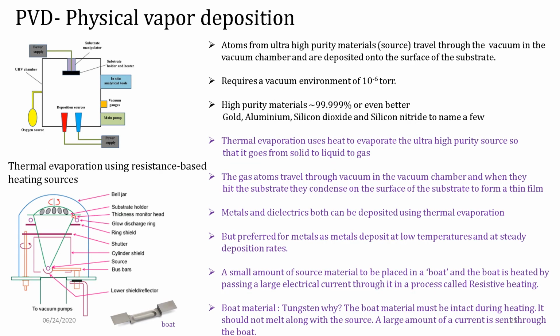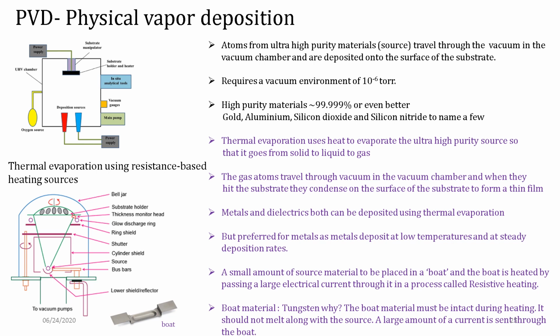So if you look at physical vapor deposition, we require very pure source materials, we need a very high vacuum chamber, and we need to have a very good substrate. What it requires is an environment of 10 power minus 6 torr, which means so much of the air should be taken out of the chamber.